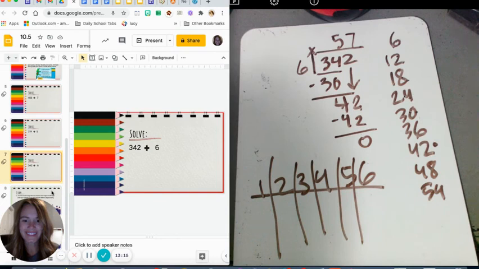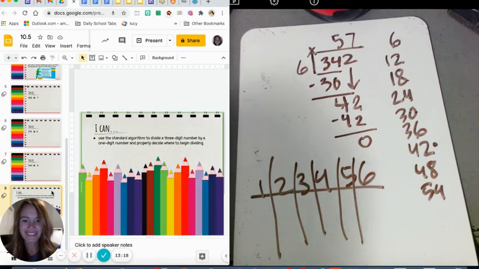All right, so today what we did is we used the standard algorithm to divide a 3-digit number by a 1-digit number and properly decided where to begin dividing. So go visit your Google Classroom and check out what your teacher needs you to do today.